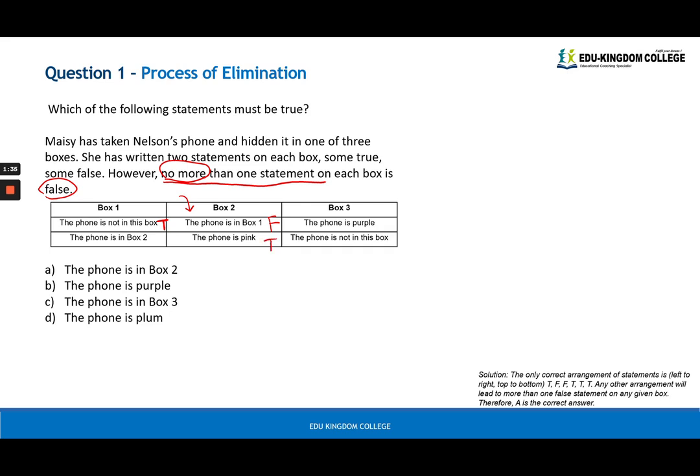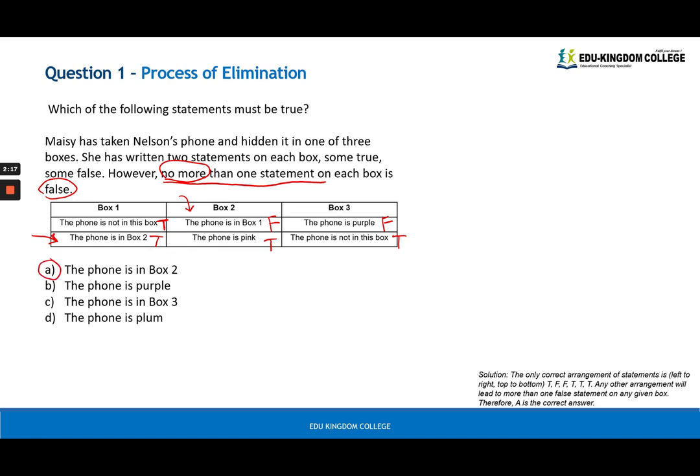If we know the phone is pink, then the phone is purple in box 3 must be false because we know the phone is pink. Again, same logic. If this one is false, the phone is not in this box, this one must be true. Now, if the phone is not in box 3 and the phone is also not in box 1, then the phone must be in box 2. And see here, this one must be true then. So now we have come back full circle and it has worked out, which means that this must be the correct combination. So finding the correct statement, the phone is in box 2, A is correct.